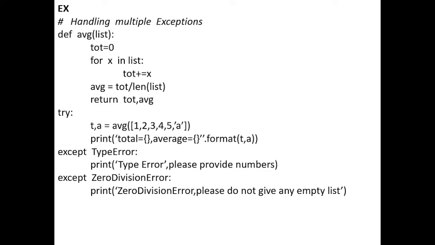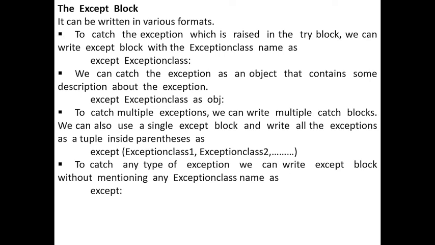Now handling multiple exceptions. Here we can use multiple exceptions: except TypeError, except ZeroDivisionError. We have given the try block and used the except block two times. This is about multiple exceptions. You can check this program in the practical session. Next, the except block can be written in various formats to catch the exception which is raised in the try block.